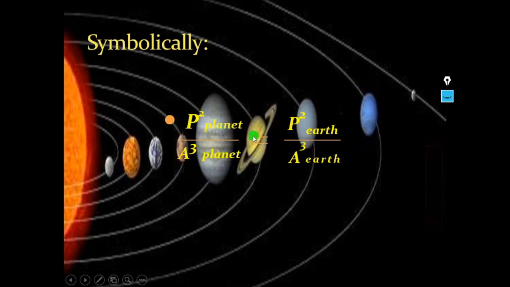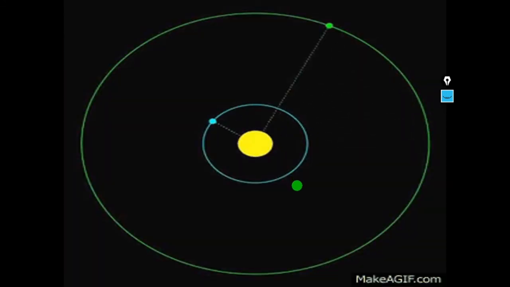Symbolically, P squared by a cubed of any planet is equal to P squared by a cubed of Earth. So both are directly proportional. We can equate P squared by a cubed of any planet to P squared by a cubed of Earth, where P represents the time period and a represents the semi-major axis. If you observe here, one planet is revolving in this way and the other planet is revolving around the sun in a longer orbit when compared to the first one. See how they are moving relative to one another.